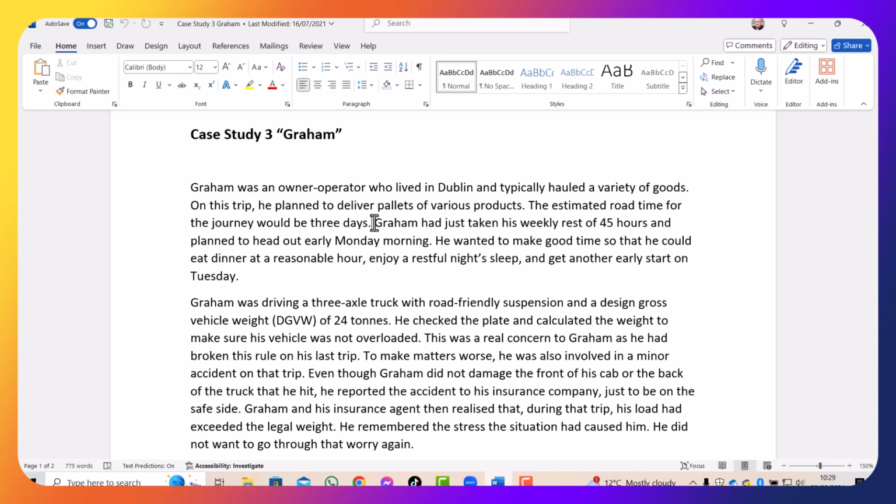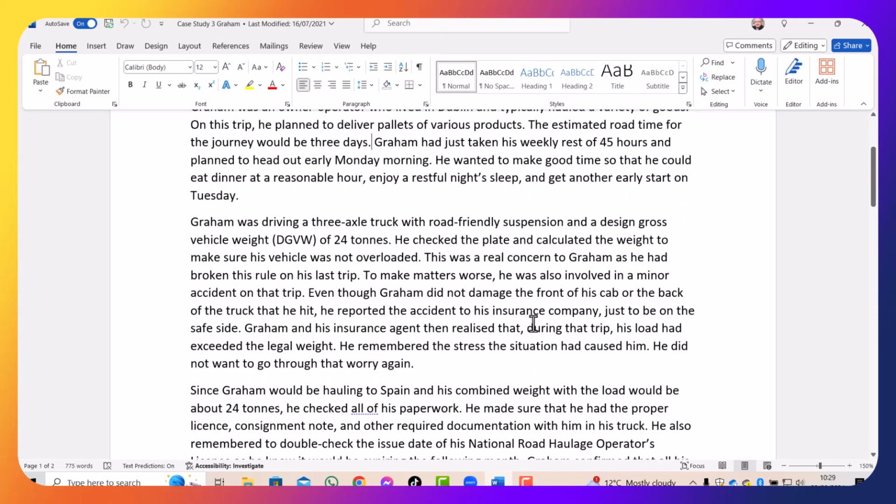I don't know what early means. To me, early means like 5 or 6 in the morning, but that could mean 8, so I don't know. He wanted to make good time so that he could eat dinner at a reasonable hour, enjoy a restful night's sleep, and get another early start on Tuesday.